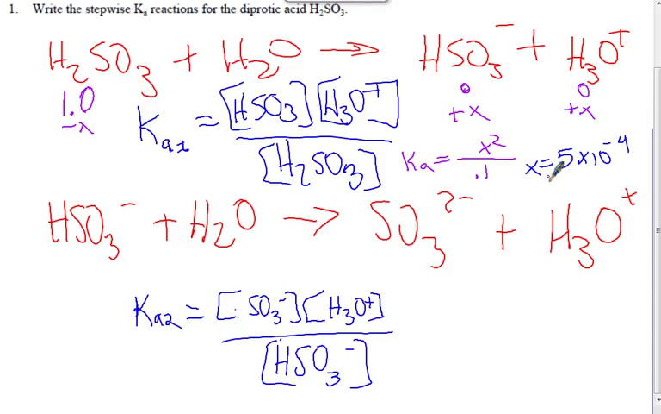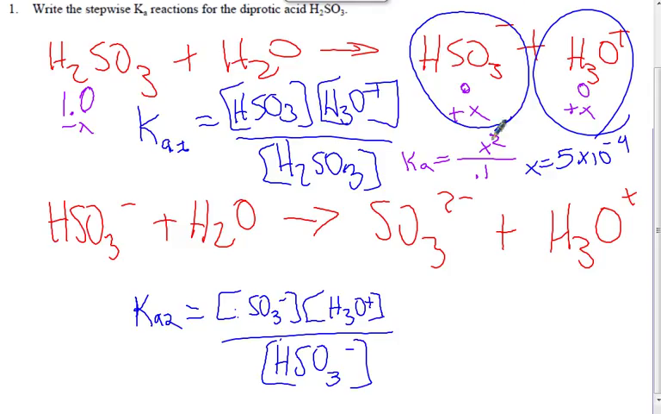Typically, they don't give you any data on the second reaction except for the Ka value. So they give you the Ka value. This represents the amount of hydronium and the amount of monohydrogen sulfite. That might not be the right name. I think that's right. It represents the amount of HSO3 minus 1.